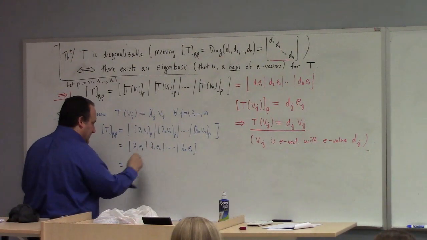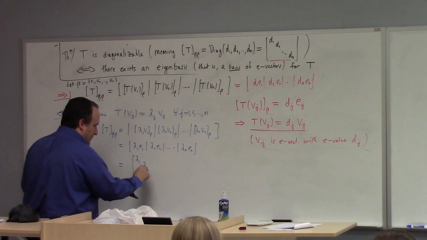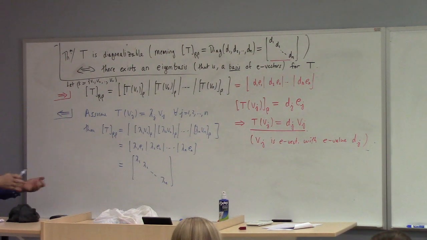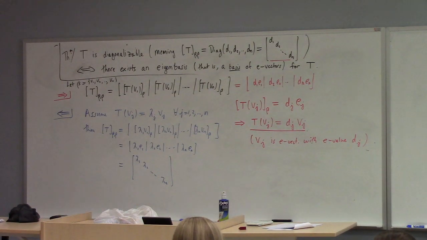But anyway, this is exactly lambda 1, lambda 2, lambda n, right? Which is a diagonal matrix with the eigenvalues down the diagonal. So actually the theorem is a little bit stronger than what I've said. It's not just that the linear transformation can be diagonalized if it has an eigenbasis. It's that a linear transformation is diagonalizable if and only if it has an eigenbasis, and the values on the diagonal are exactly those eigenvalues. So that's the thing.